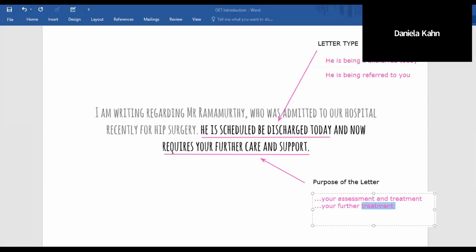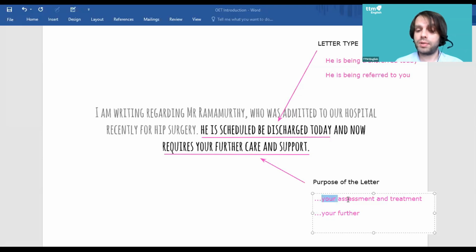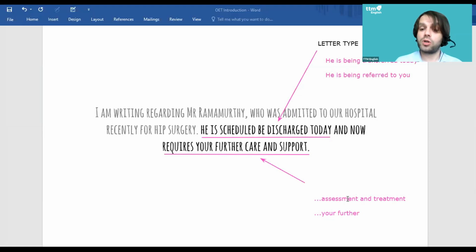Yes. Can I ask a small question? Yes. Is it right to say requires further care or requires assessment, or do I need to say your part? It's not essential, no, but it's more natural sounding, I guess. But you don't need it. Yeah, you could put requires assessment and treatment. Okay. That's a good question. It's optional. But there are different things we can say.